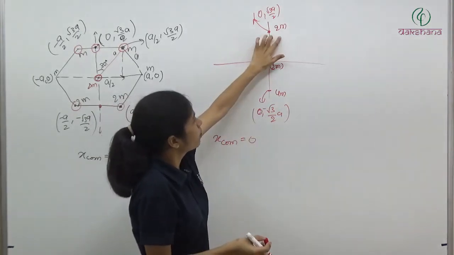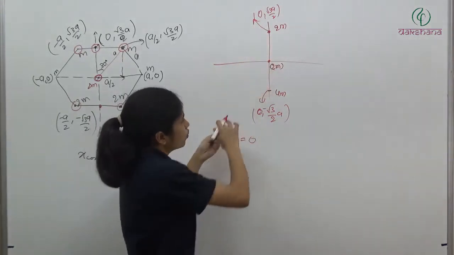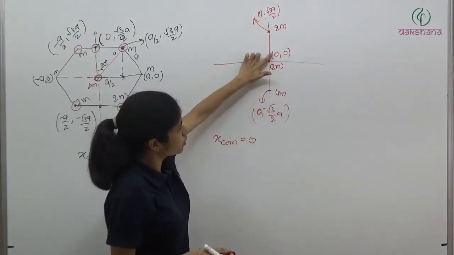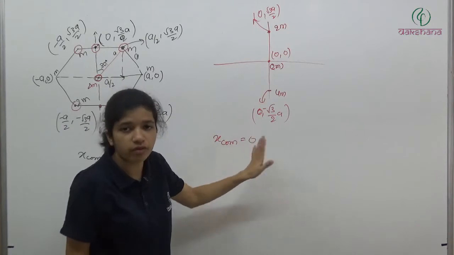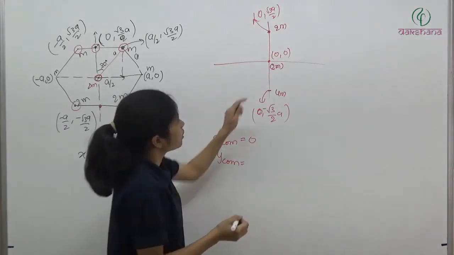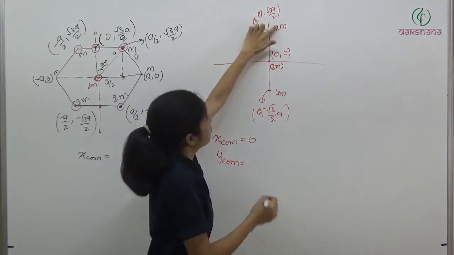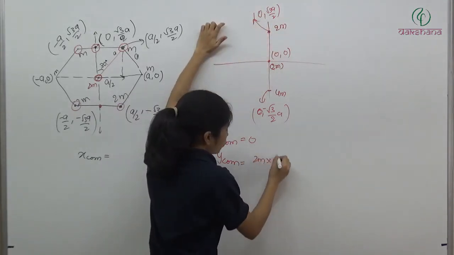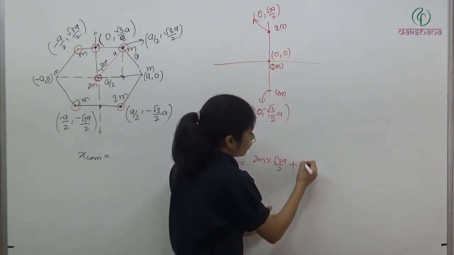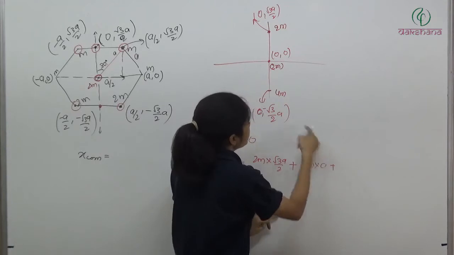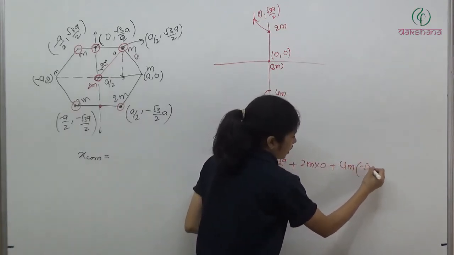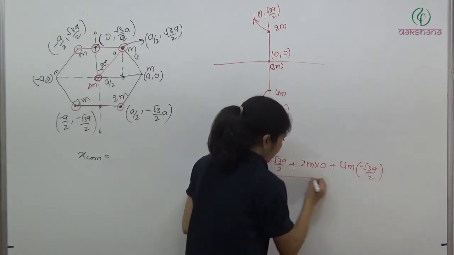If you write m1 x1 plus m2 x2 plus m3 x3, each x is 0, divided by total mass, it's 0. Y of center of mass: m1 y1, so 2m into root 3a by 2, plus m2 y2, 2m into 0, plus m3 y3, so 4m into minus root 3a by 2. Clear? Divided by total mass.